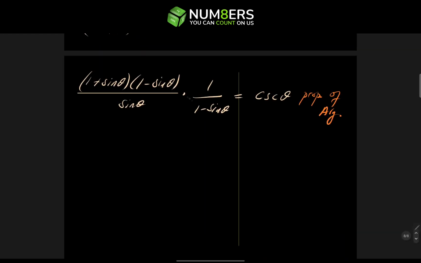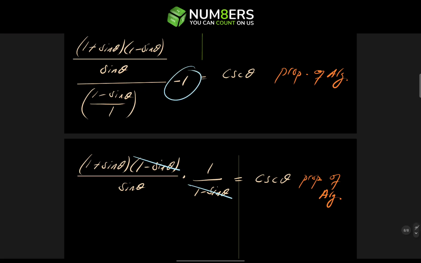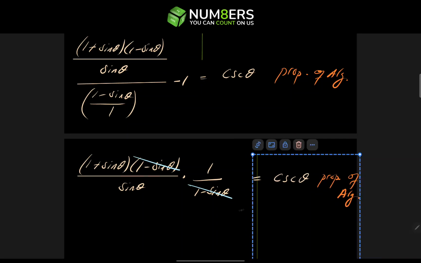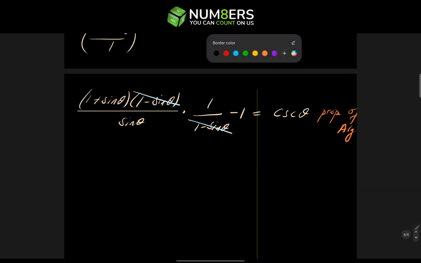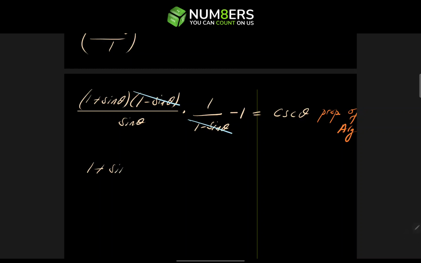And the next step would be to cancel. Because we have a multiplication, we can cancel top and bottom, or we can cancel side to side. But we can't cancel on the top or on the bottom together. Here we have 1 minus sine theta and 1 minus sine theta. These ones cancel out. Where's the minus 1? There's a minus 1 here that I forgot to put. Let's do that. So there's a minus 1 here. This simplifies to 1 plus sine theta over sine theta minus 1 equals cosecant theta.